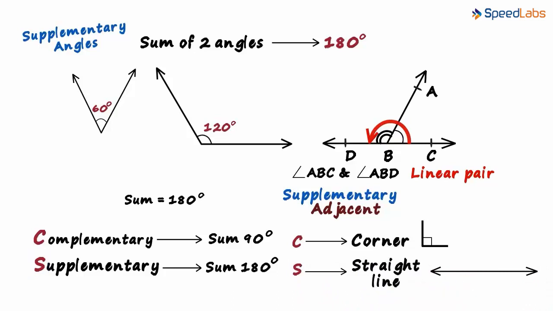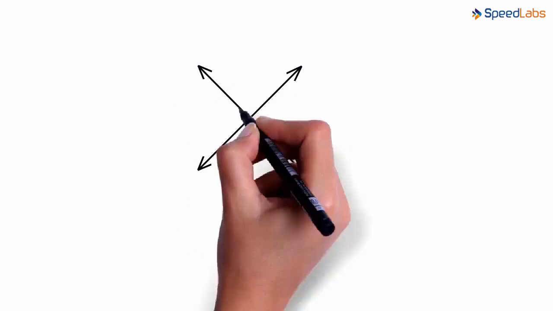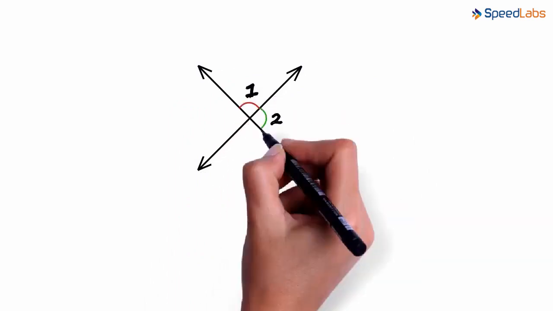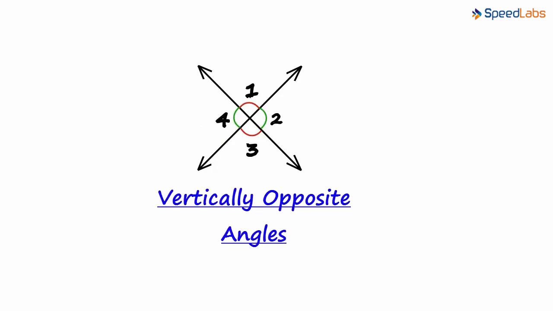Now we look at the last special pair of angles. To understand it, we just need to draw two lines which meet each other like this. There are four angles formed in the process. Angle 1, angle 2, angle 3 and angle 4. You can see that the pair of red angles are opposite each other. And the pair of green angles are also opposite each other. Each pair is called vertically opposite angles.